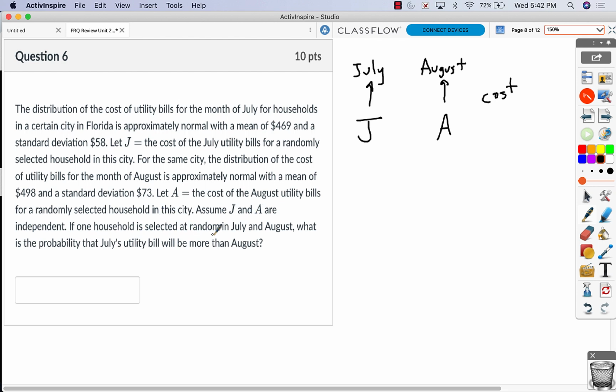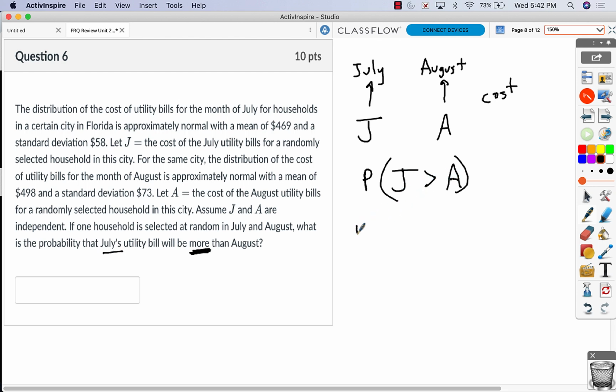If one household is selected in July and August, what is the probability that July's bill will be more than August's bill? So this is what you do. You say J, and you do A. You say, what's the probability that July will be more than August? So that means July was more than August. So then you set this up as a probability. What's the probability that J is bigger than A?